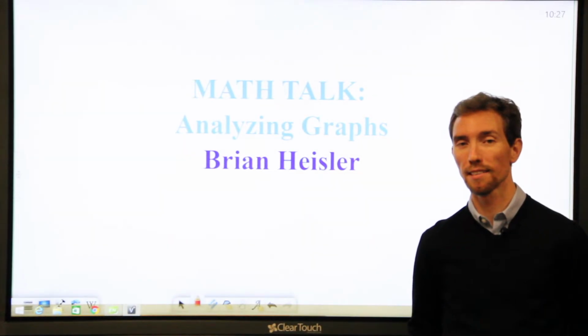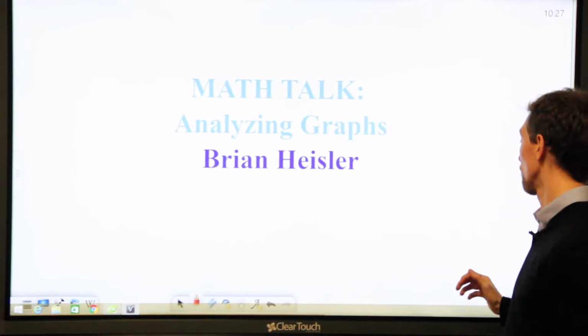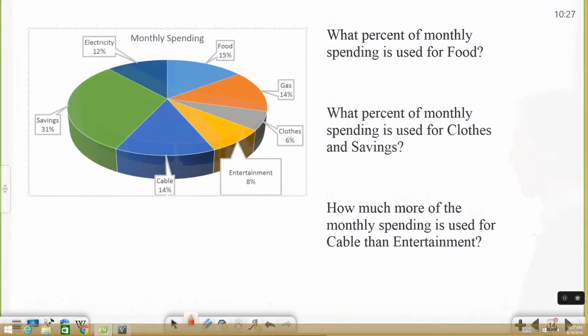I'm your host, Brian Heisler, and today we're going to look at how to analyze some graphs. So let's get started. I've given you a graph here. It's a pie chart with some percentages based on different categories, and I have some questions that go along with it. The thing about graphs is there's a lot of different questions that can be asked about them, so it's kind of hard to figure out what can be thrown at you. So I hope that these are going to be helpful when you get to analyzing the graphs.